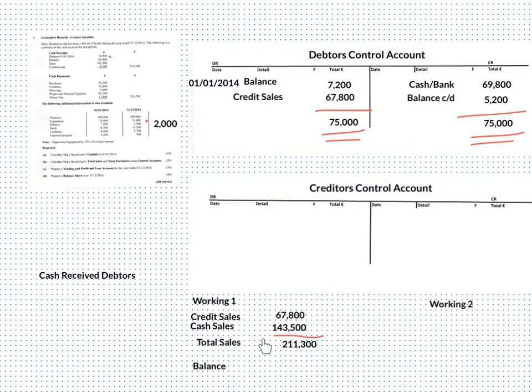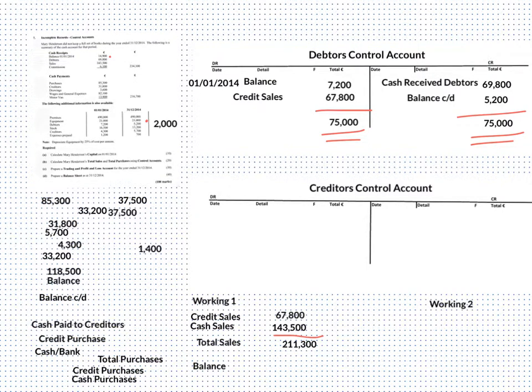We also have our figure for our total sales. I just made a small adjustment there, and rather than putting cash bank, I put cash received from debtors, just to make it easy to remember where the figure came from. So cash received from debtors, basically the bank or the cash account.